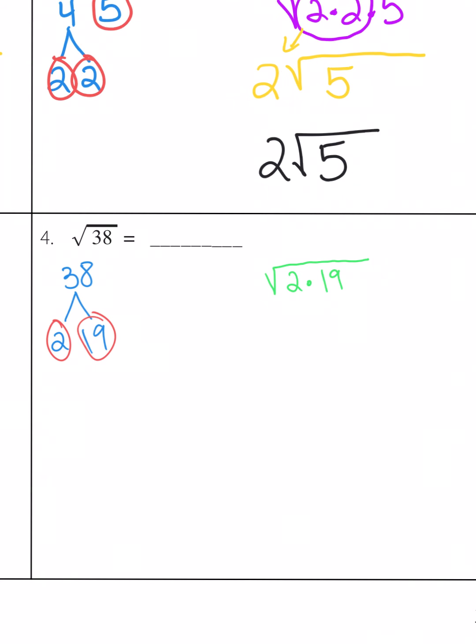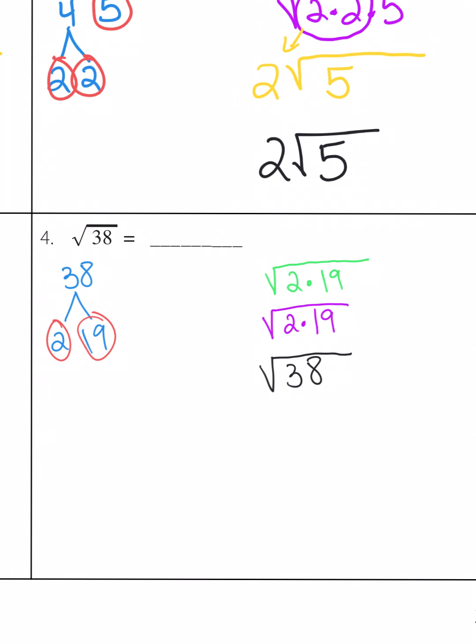Next, I circle any pairs I have. I do not have any pairs, so then I would move on. I have nothing to put on the outside, nothing to put on the inside, so I'm going to skip that step. And I am left with, to multiply what's left inside, 2 times 19, which is 38. So the simplified square root of 38 is the square root of 38.